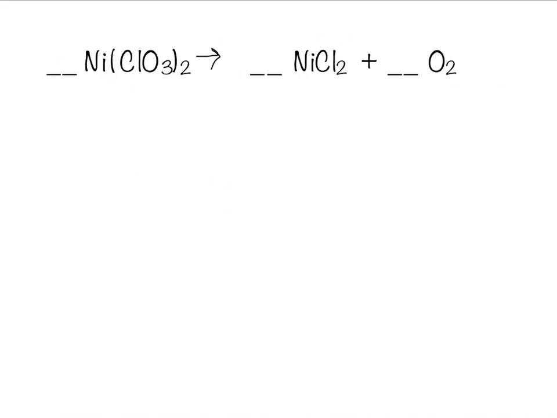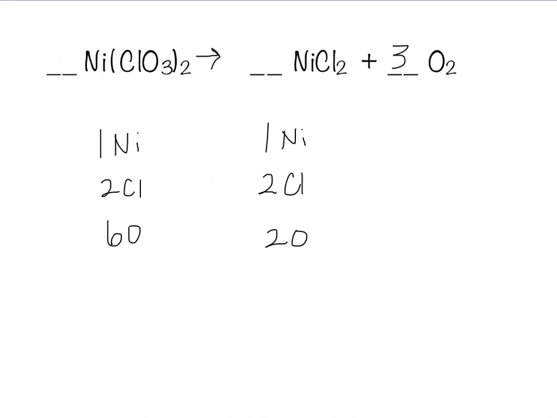In this problem, it looks like we have nickel 2 chlorate turning into nickel 2 chloride and oxygen. Let's take a look here. Atom inventory. There is 1 nickel. There are a total of 2 chlorines and there are 6 oxygens. On the product side, there is 1 nickel. There are 2 chlorines and there are 2 oxygens. And so the only thing I had to do to balance this one, if I put a coefficient of 3 here, this becomes 6 and it is now balanced.